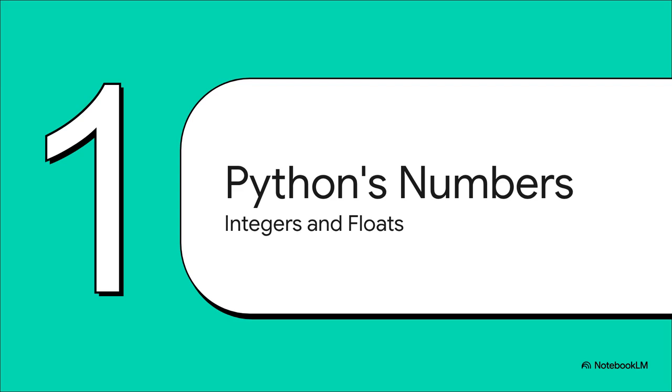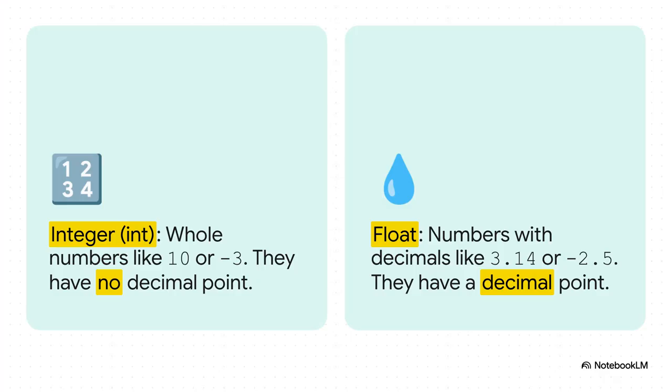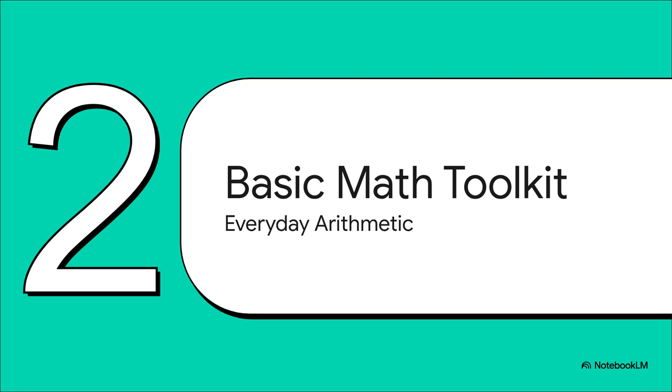And it turns out there are really just two main types you've got to get your head around. First up, we have integers, or int for short. Think of these as your classic everyday whole numbers. No pesky fractions or decimals involved. Then you've got floating point numbers, or floats. These are any numbers that do have a decimal point. Honestly, that little dot is the only thing that matters. If you see it, it's a float. No dot, it's an integer. See? Super simple.